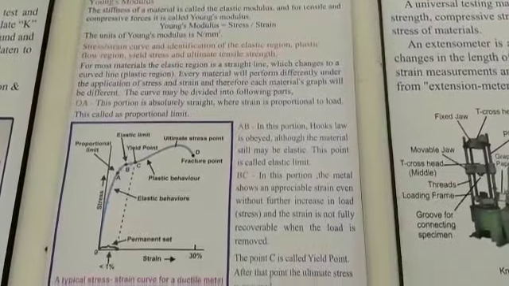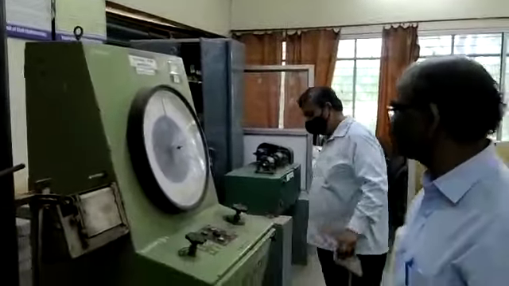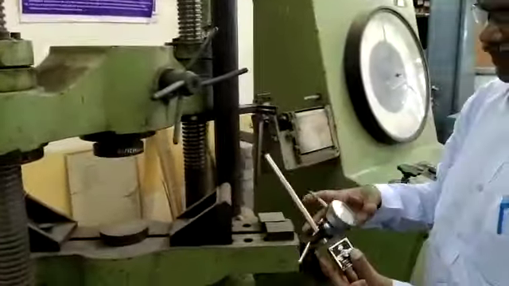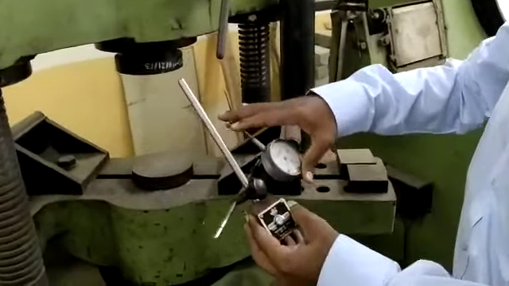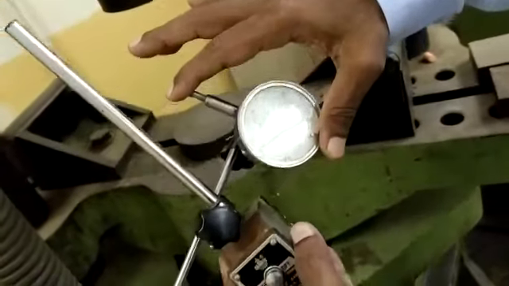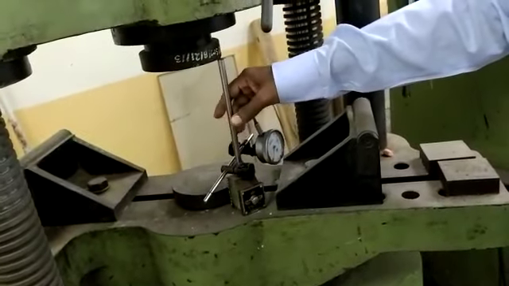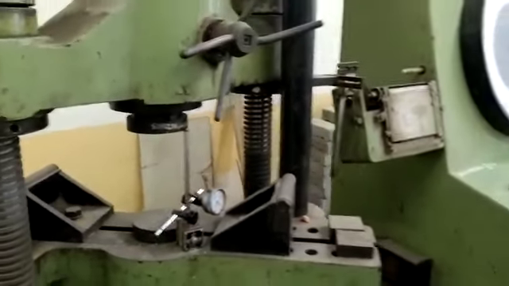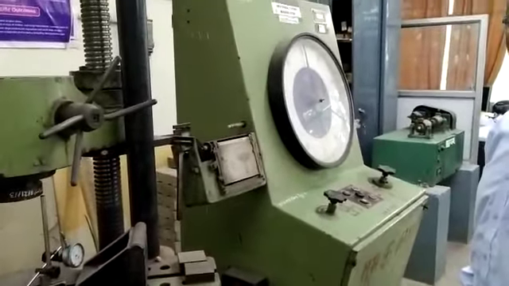But here in experiment number 1, we have to study the universal testing machine. This is the extensometer here, it is attached to the specimen and it directly gives the displacement of the specimen. So that is about the description of the machine and the end of experiment number 1.